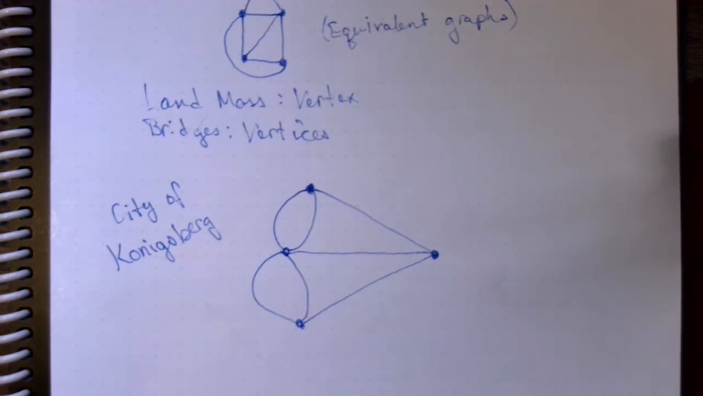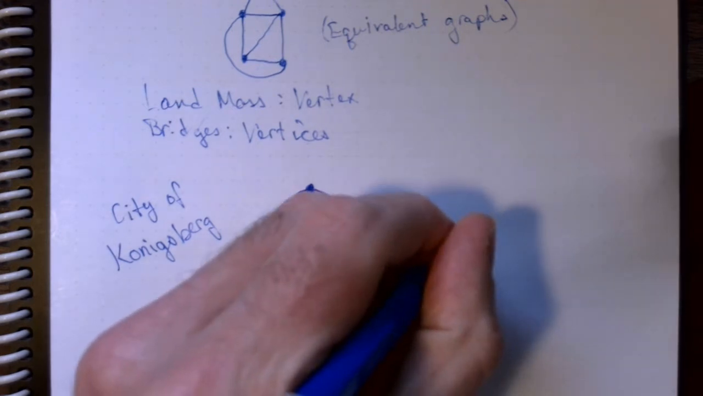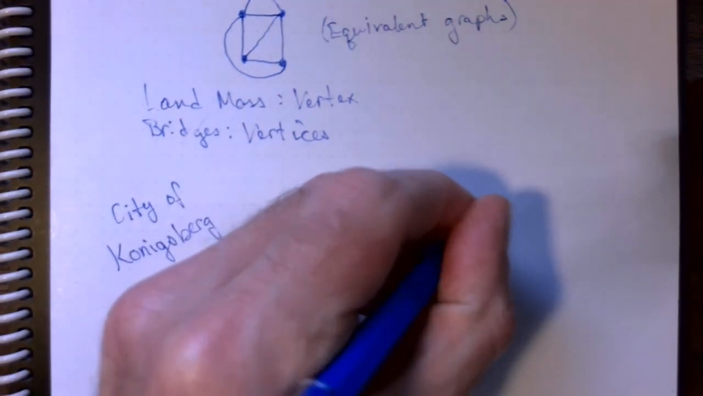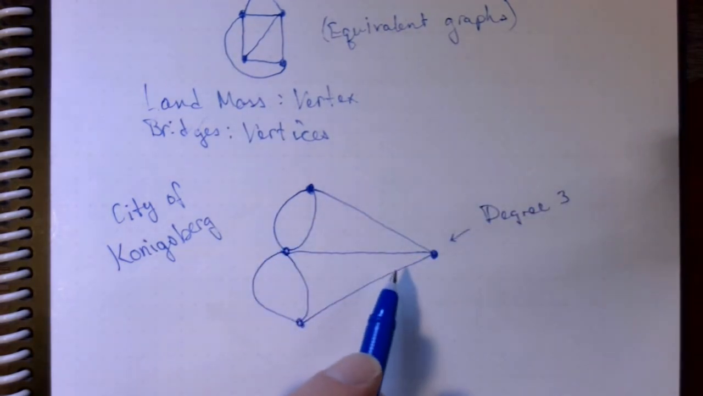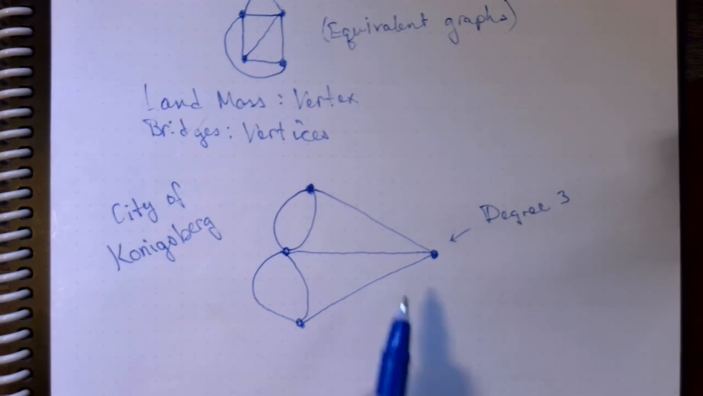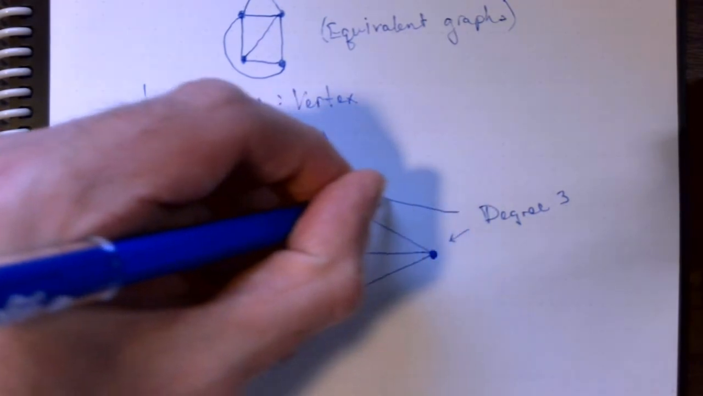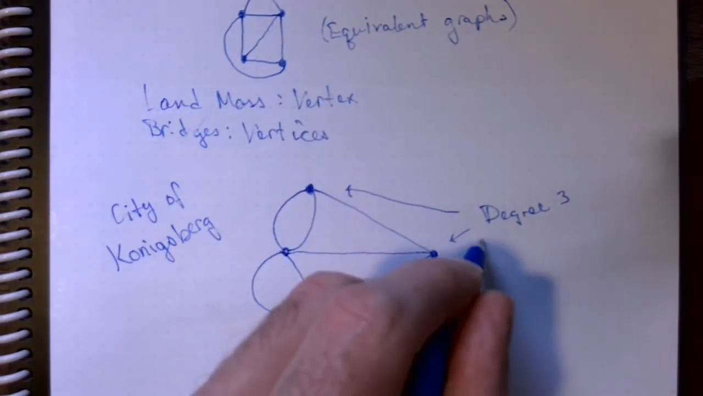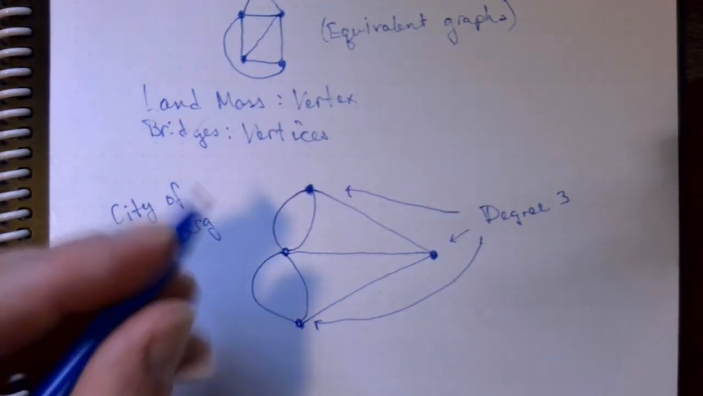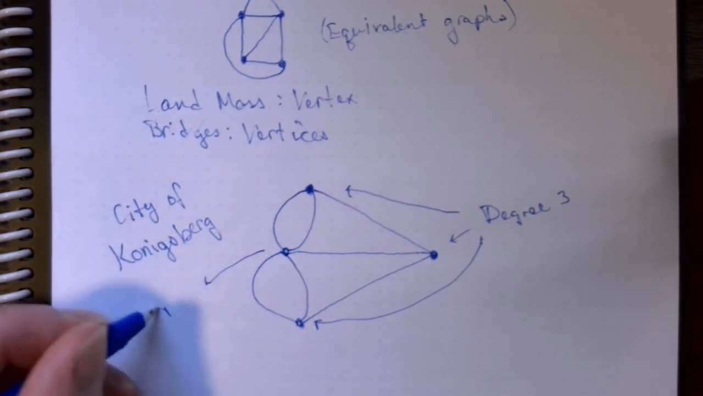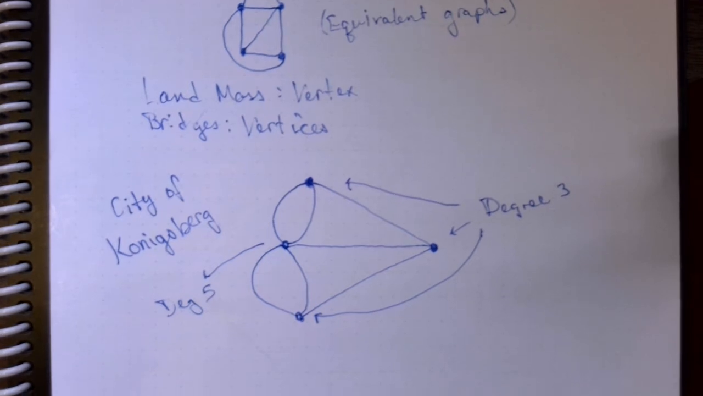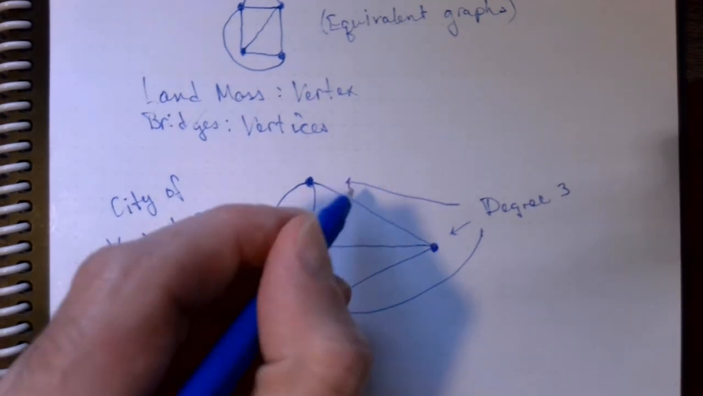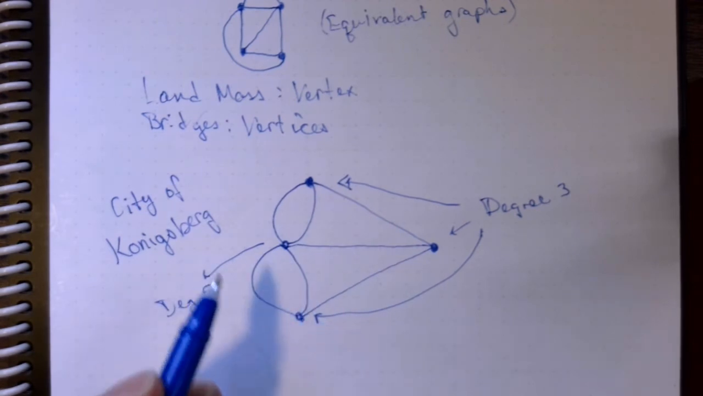Okay, now the problem is this is degree 3. Now the degree of a vertex, you can probably guess from the context, is the number of edges coming in. So these vertices here are all of degree 3, and this one over here is degree 5. Okay, now whenever you have an odd degree vertex, you're going to run into this problem.